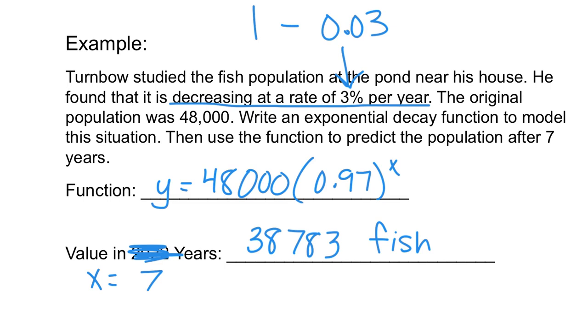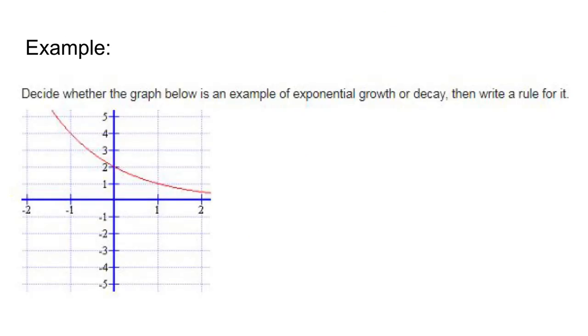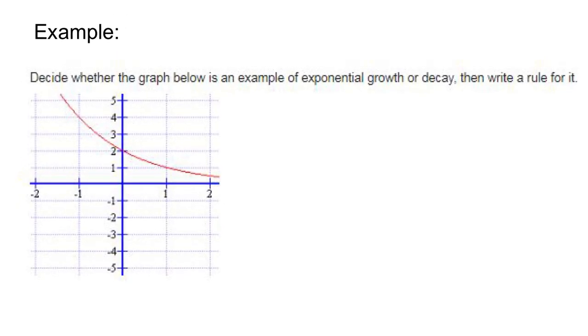All right, let's keep going. Now this one asks us to decide if this is growth or decay and then to write a rule for it. So looking at the shape of this, remember we read graphs from left to right. So if we're on the left side of this and going to the right, this is going down. You see that's decreasing. So this is exponential decay.